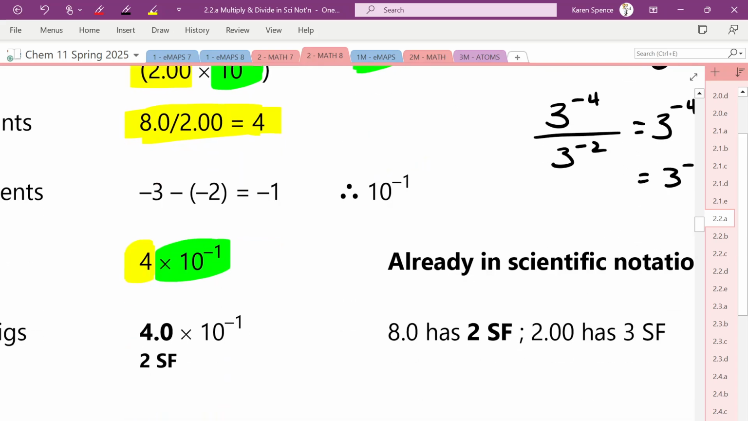You need to now ask yourselves, is it in scientific notation? Yes. Does it have the correct number of sig figs? Let's look. We have 2 sig figs here and 3 here. So our answer should have 2 sig figs, which means we need to add that extra 0.